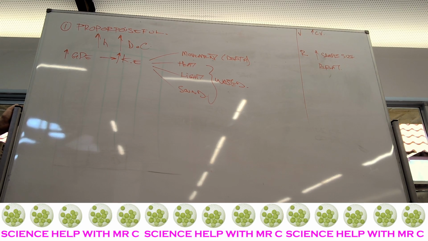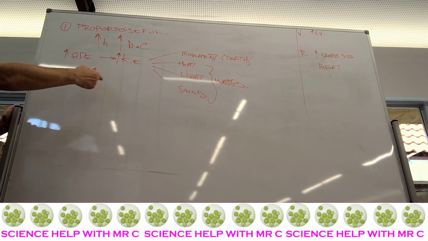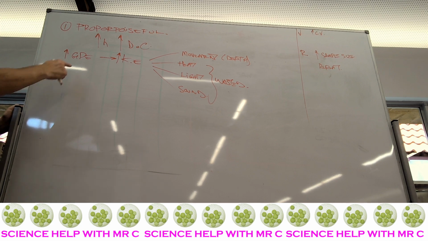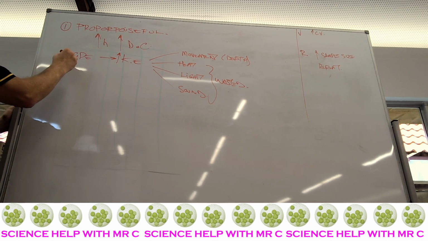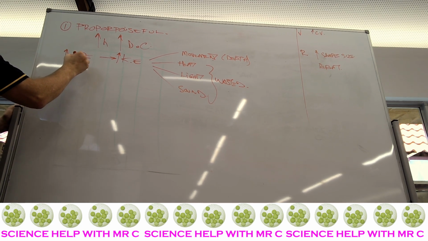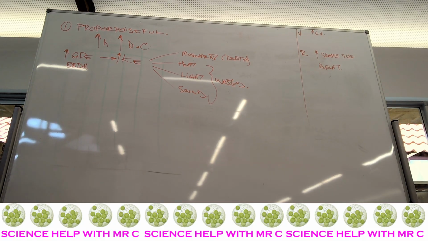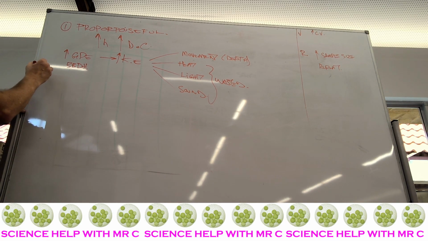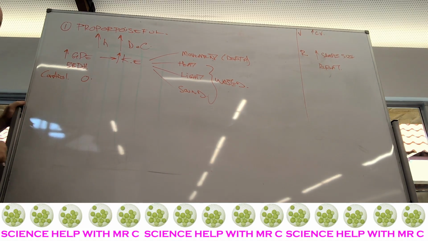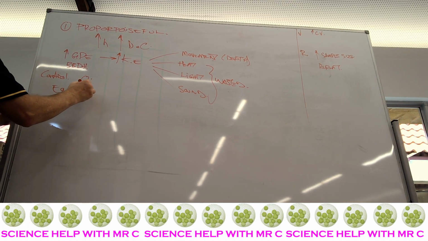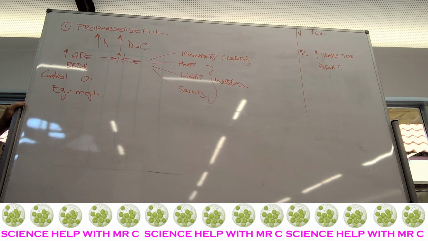So what we need to do, because this is the ball bearing height, the drop height is going to determine our GPE. All right? So what we need to say is, for our control experiment, we had a drop height of 0. Yes? Now GPE or EG equals mgh.